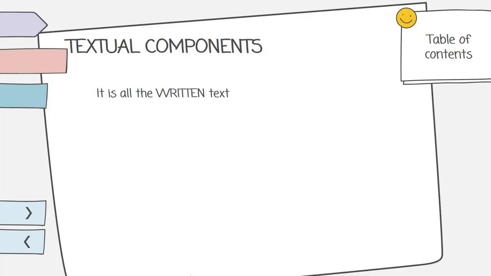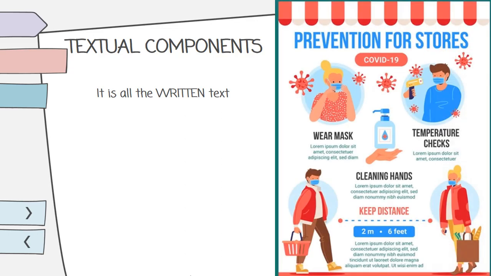Alright? So the textual components, it's all the written text. Todo lo que está escrito es un textual component. For example, aquí, si yo te digo que esta illustrated guide es about the COVID, for example, the title, ese es un textual component. Subtitles también es un textual component. Y los steps, los pasos o la information también es un textual component.